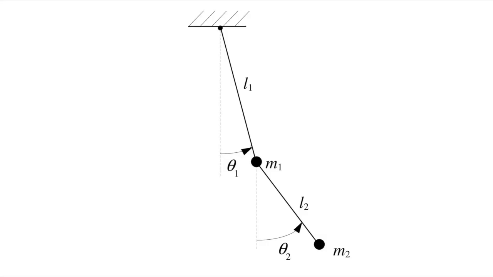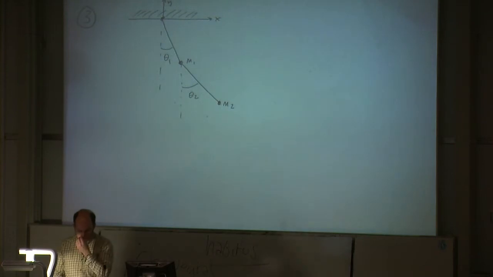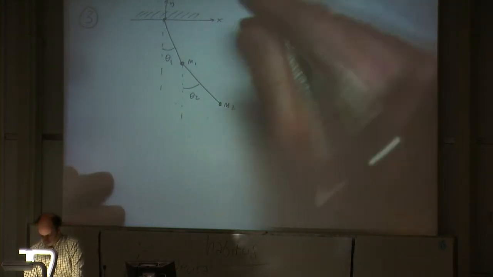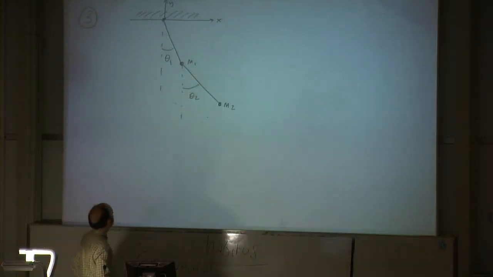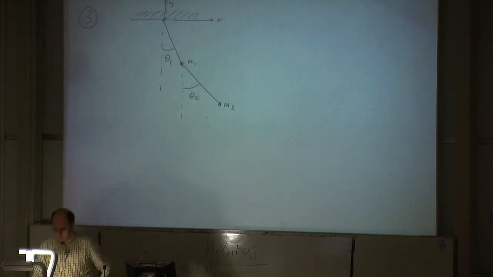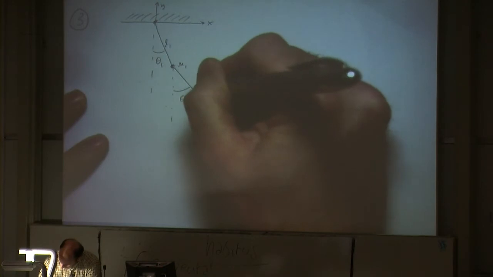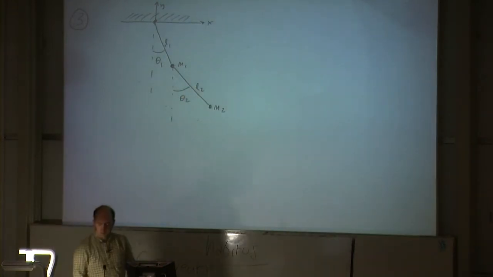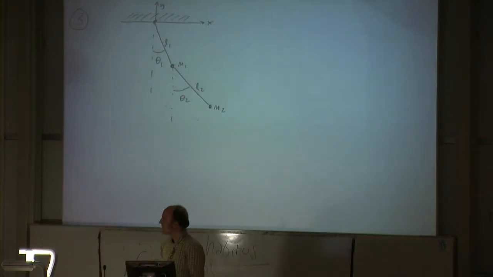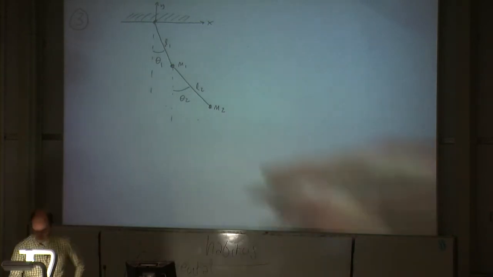So the problem we'll do first is question 3, which is this double pendulum. There's the problem. We've got a double pendulum. Each of these is L1 and L2. There's going to be lots of subscripts in this problem, so I'll try and make sure I get them all right. And essentially we've got a double pendulum.